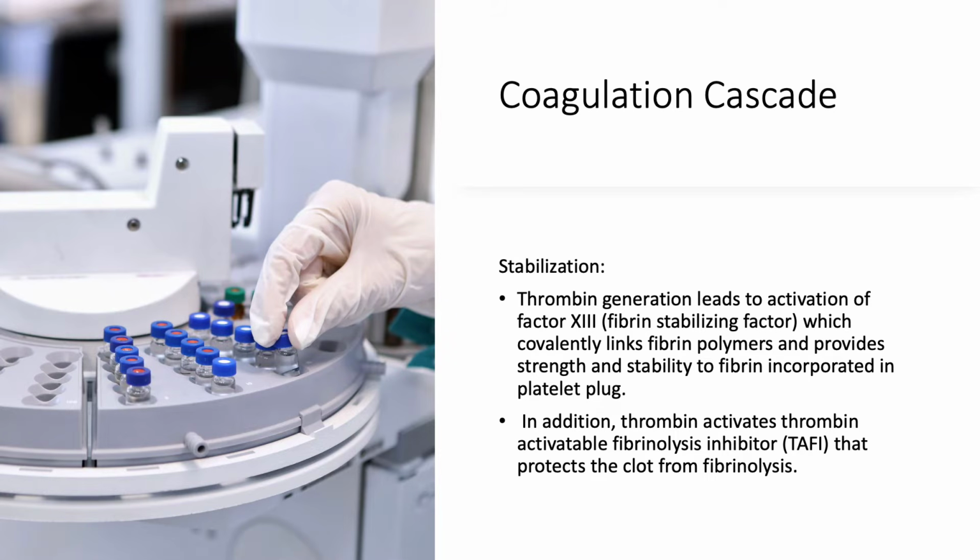Now the stabilization consists of thrombin generation, which leads to activation of factor 13, the fibrin stabilization factor, which covalently links fibrin polymers and provides strength and stability to the fibrin incorporated in the platelet plugs. In addition, thrombin activates thrombin activatable fibrinolysis inhibitor, which protects the clot from fibrinolysis initially.